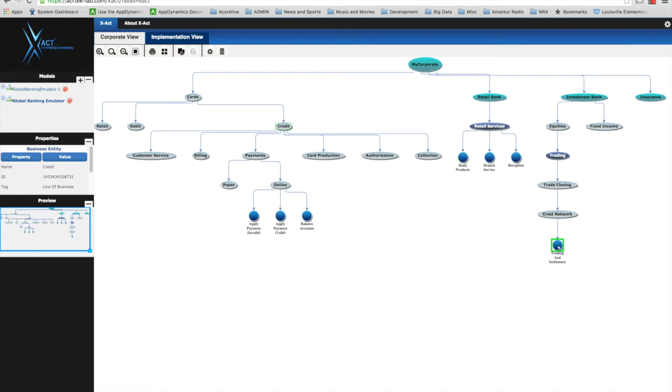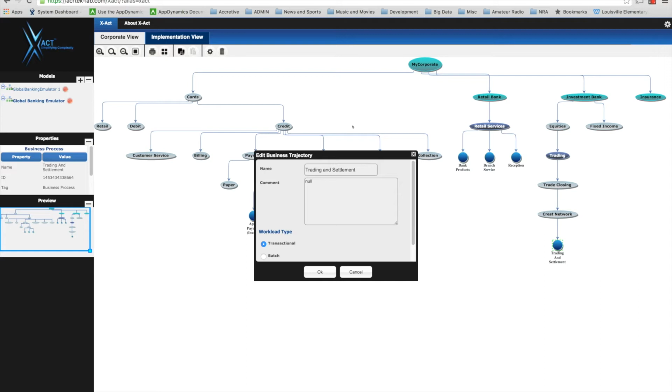Business processes, represented by the blue dots, have 3 properties as well. So if we select trading and settlement here, we click on the properties or the edit, we see that it has a name, it has a workload type, which is a selection of either transactional or batch, and then you can specify a duration, which is an SLA. This is specified in seconds.